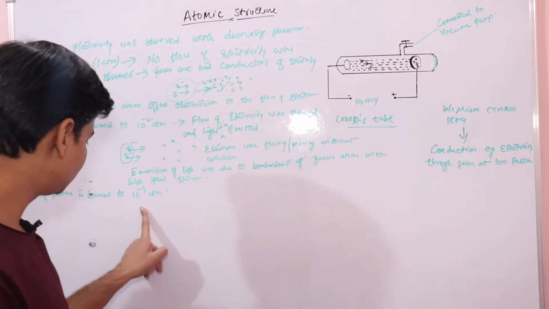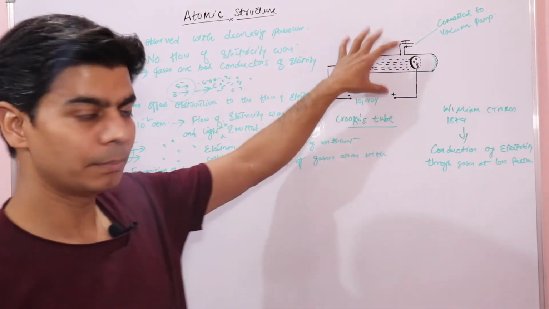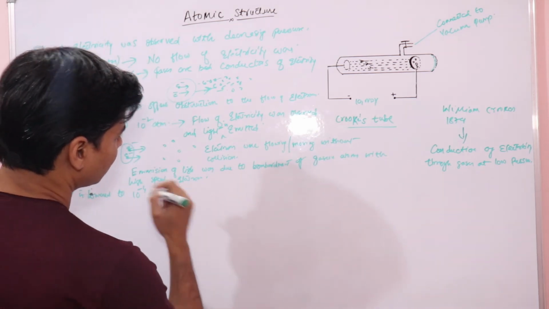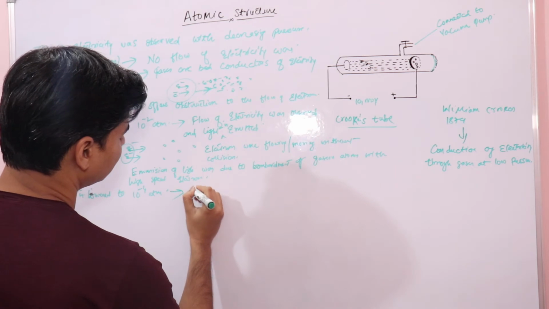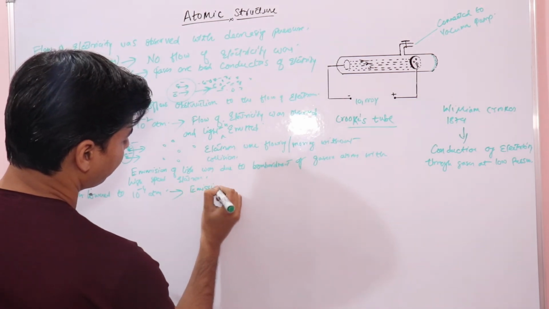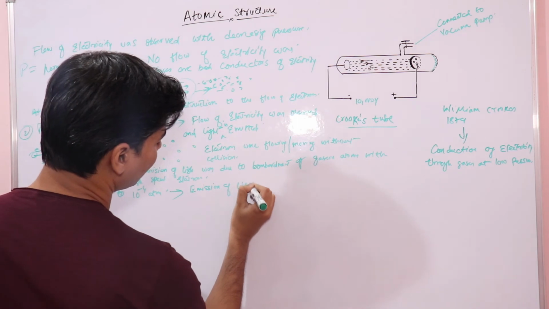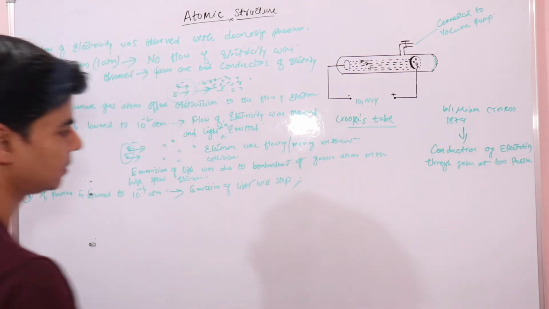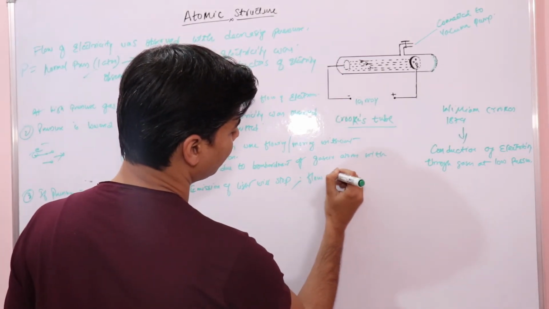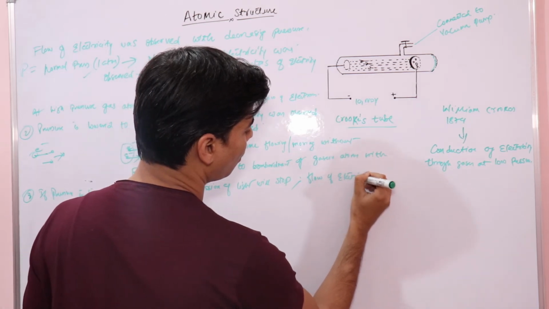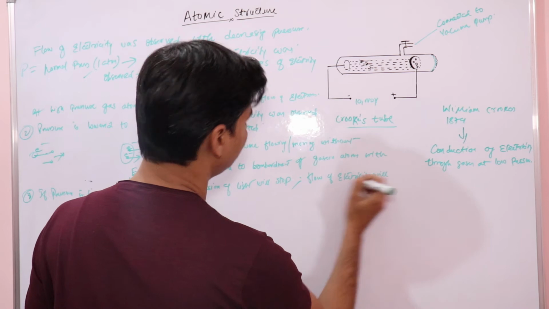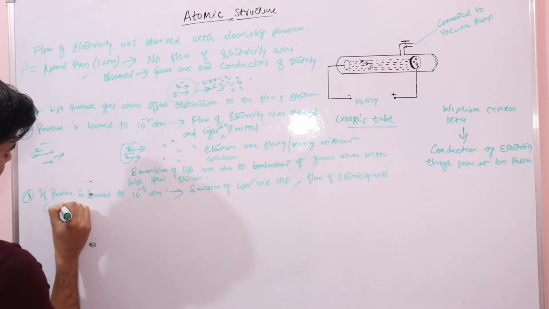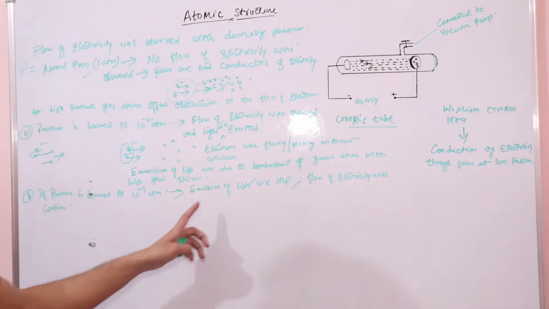So if the pressure is further lowered, that is, on reducing the number of gaseous atoms further in the discharge tube, the observation is that the emission of light will stop, right? And the second observation was that the flow of electricity will continue. Now what could be the reason for this?